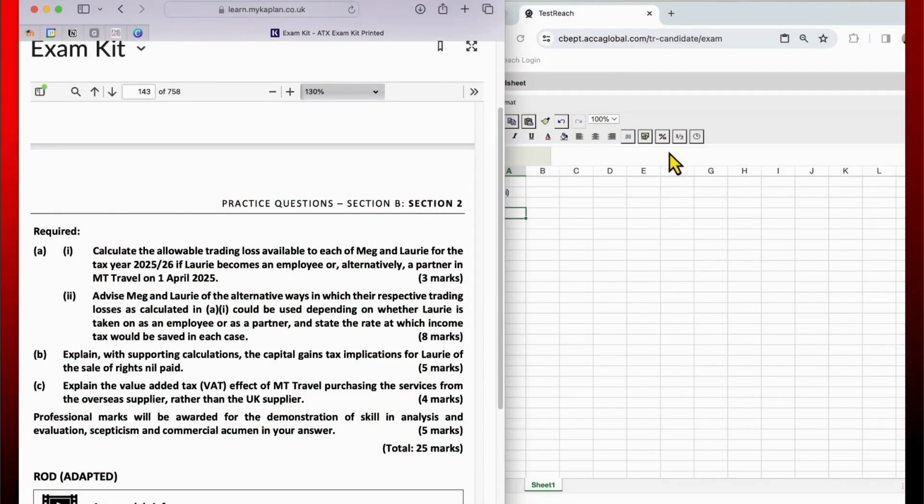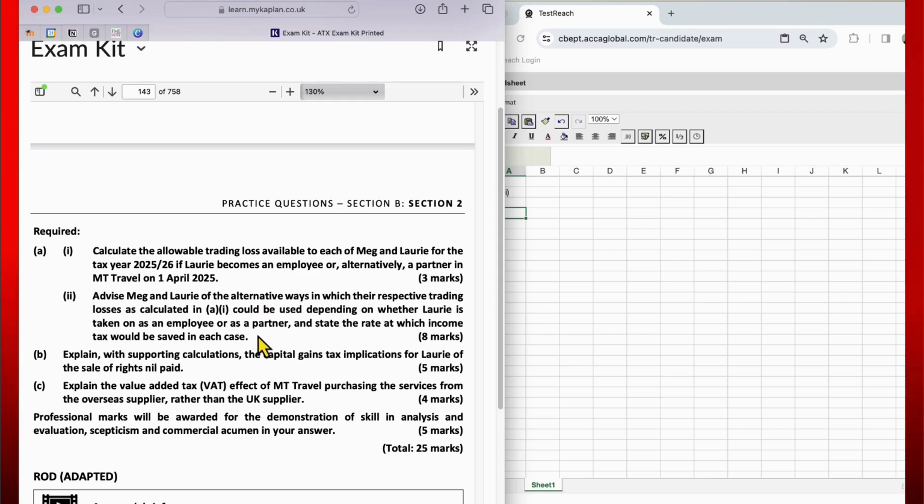So A part 2 is an 8-mark requirement. We are being asked to advise Meg and Laurie of alternative ways in which their respective trading losses, as calculated in the first part, could be used depending on whether Laurie is taken on as an employee or as a partner, and we have to state the rate at which income tax would be saved in each case.